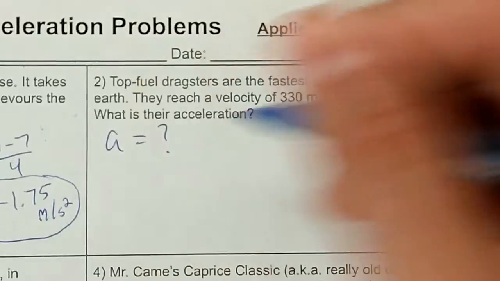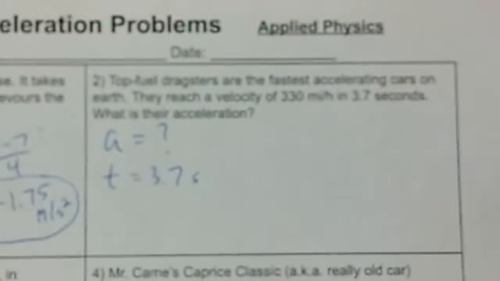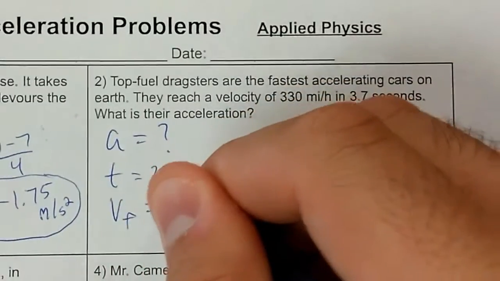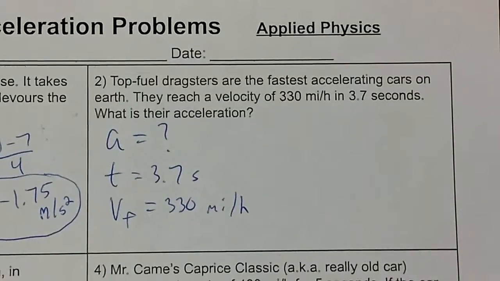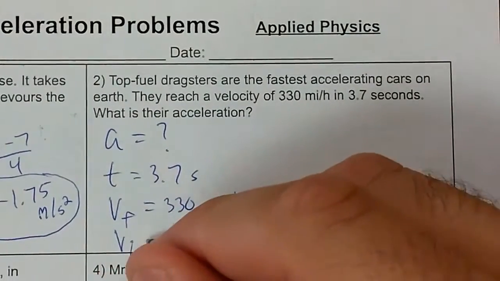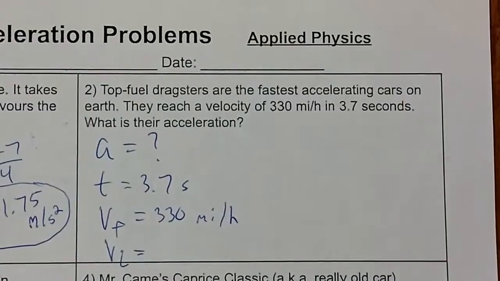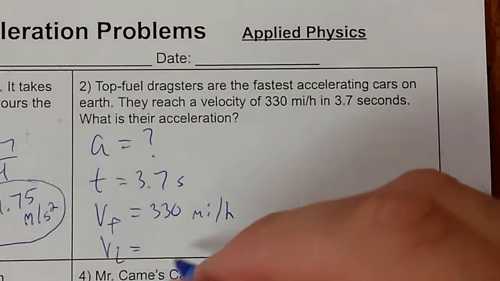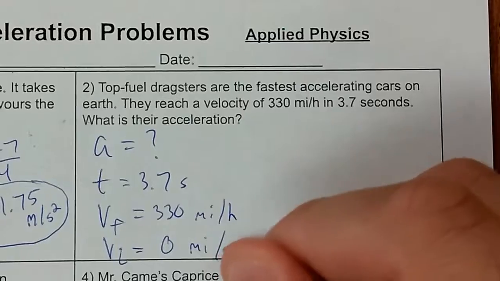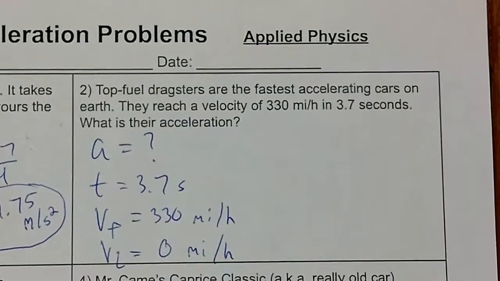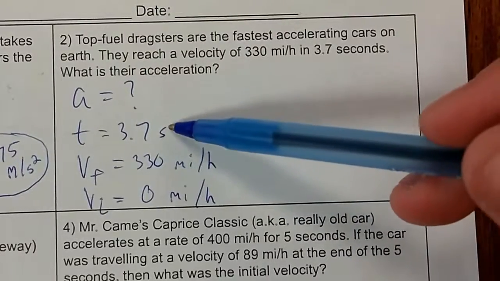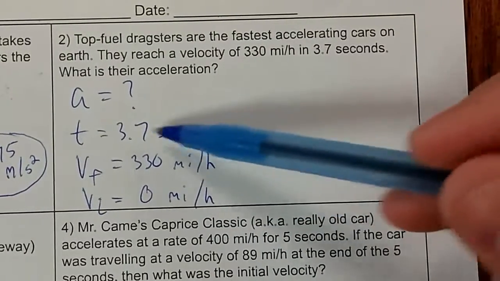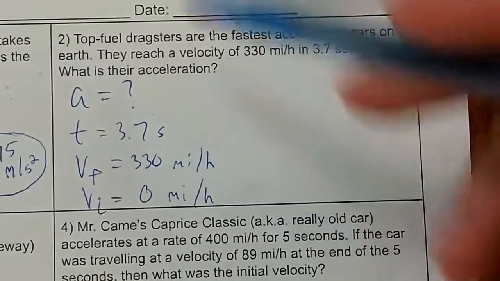Again, acceleration is what we're looking for. Time, 3.7 seconds. Final velocity is 330 miles per hour. You'll notice though that they didn't tell us what the initial velocity is. Assuming that the reader knows that a dragster is a drag racing car, they start at a complete standstill, 0 miles per hour, is your initial velocity. Before you plug in your numbers, double check the units. I have seconds, miles per hour. This needs to be converted to hours.